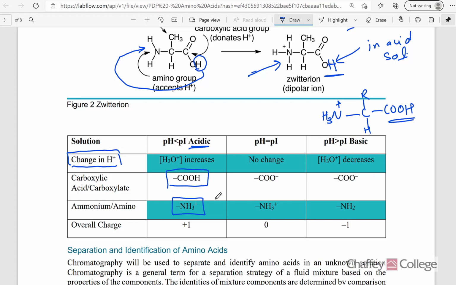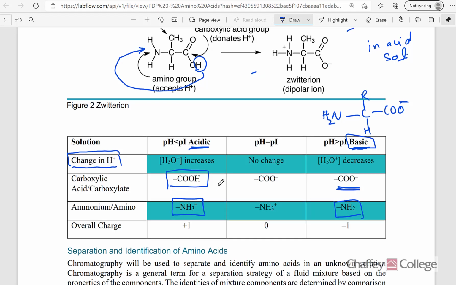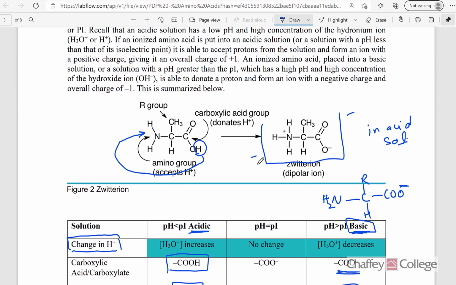The opposite thing will happen in basic solution. In basic solution, the COO negative will remain COO negative and the amine group will lose its H positive and it will become NH2. So this happens in a basic solution. In neutral solution, both COO negative and NH3 positive remain with their respective charges. So this is in neutral solution.